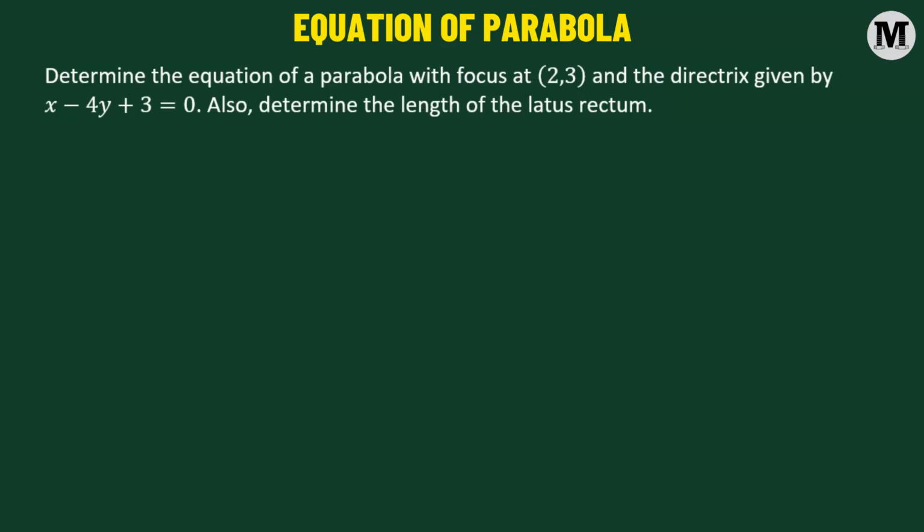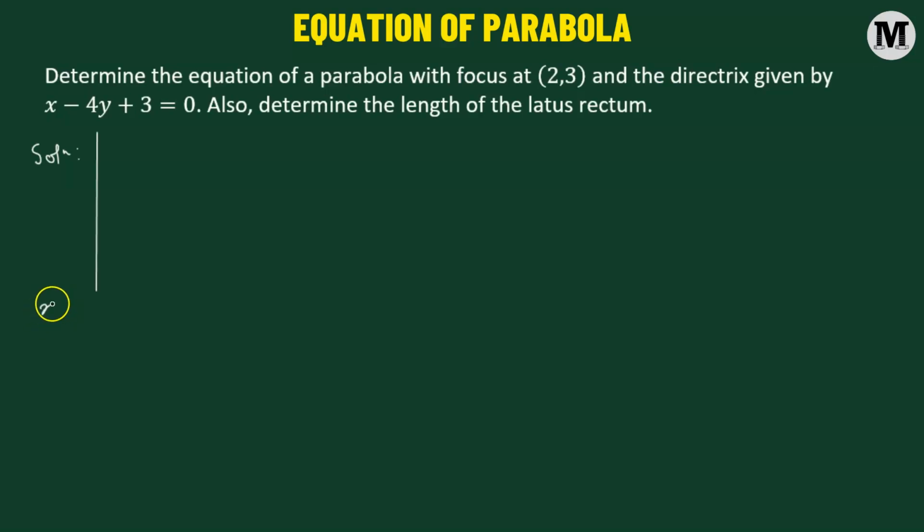So in this problem, we need to determine the equation of a parabola with focus at the point (2, 3) and the directrix is given by x minus 4y plus 3 equals 0. We also need to determine the length of the latus rectum. Let us begin. So here, first, we are going to consider a straight line.